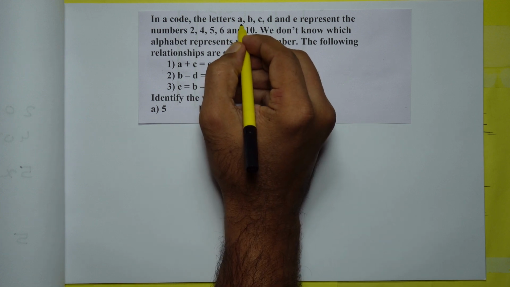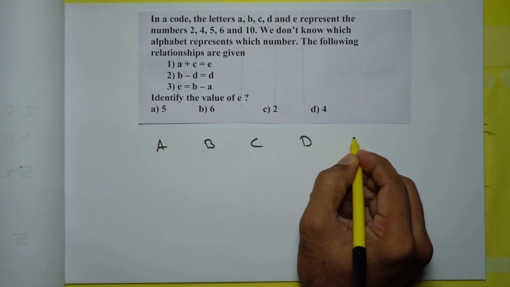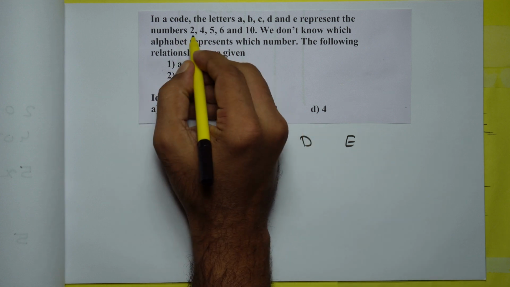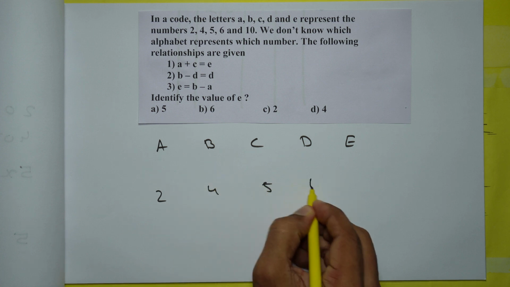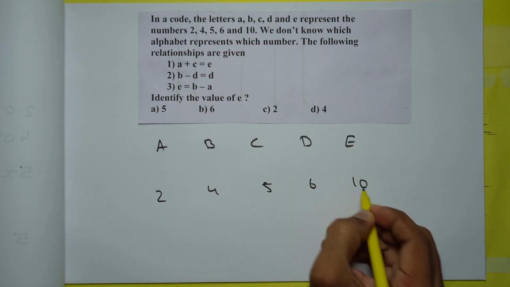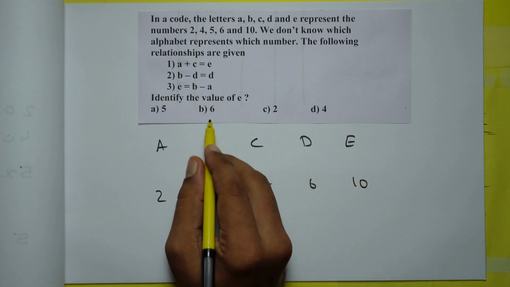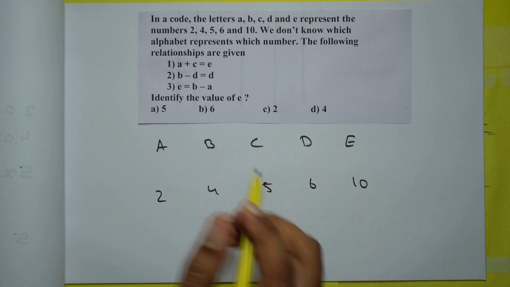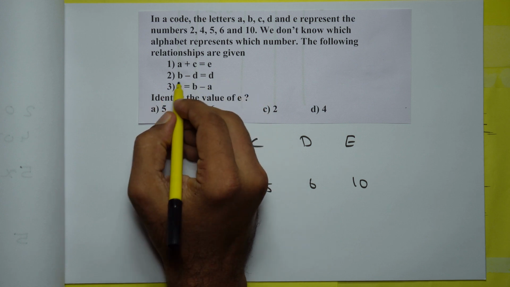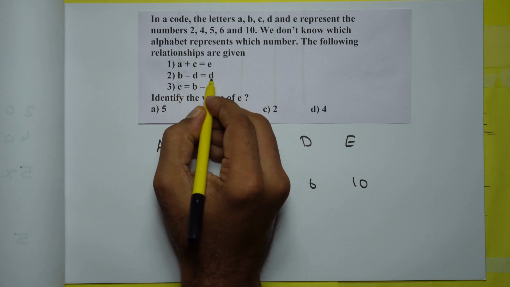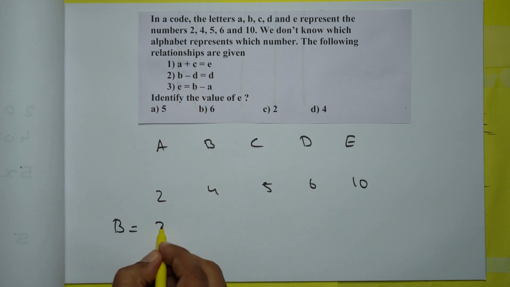Now the alphabets are A, B, C, D and E. And the numbers are 2, 4, 5, 6 and 10. So we have to find out the value of each alphabet, and finally we have to find the value of E. Now these are the relationships. Look at the second relationship. Second relationship says that B minus D is equal to D, or you will get B is equal to 2D.